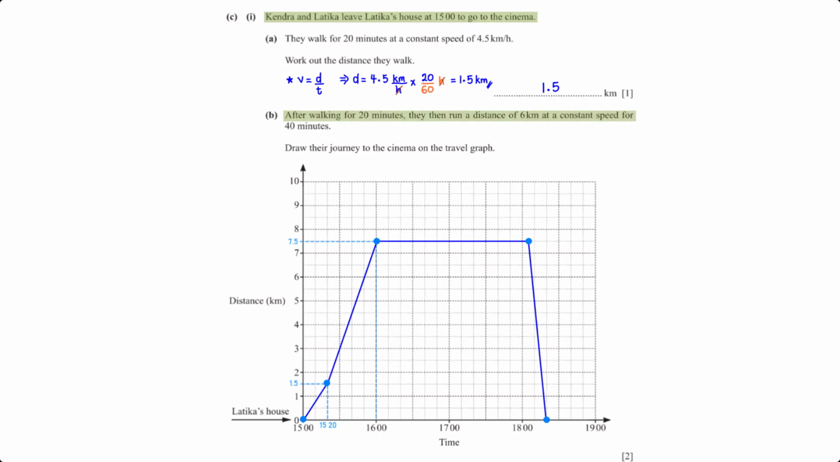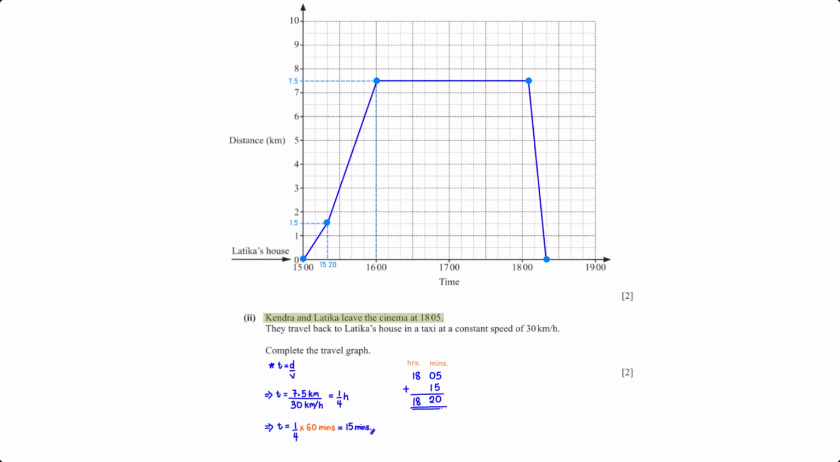After walking for 20 minutes, they then run a distance of 6 kilometers at a constant speed for 40 minutes. Draw their journey to the cinema on the travel graph. 20 minutes after 15 o'clock, which is at 15:20, they had covered a distance of 1.5 kilometers. 40 minutes after 15:20, which is at 16 o'clock, they had covered a total distance of 1.5 plus 6 kilometers, which is 7.5 kilometers. After plotting these points, we draw two straight lines to connect the points.